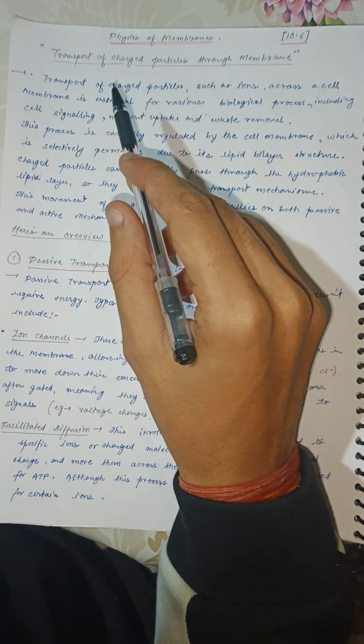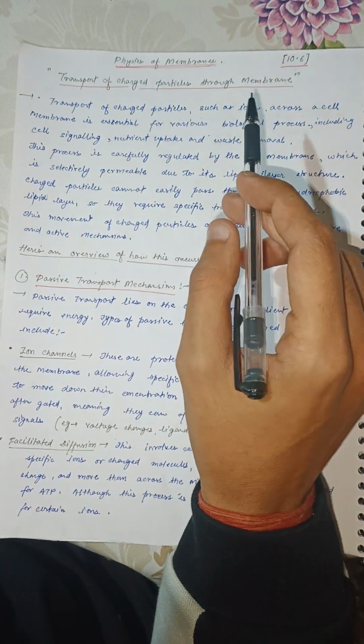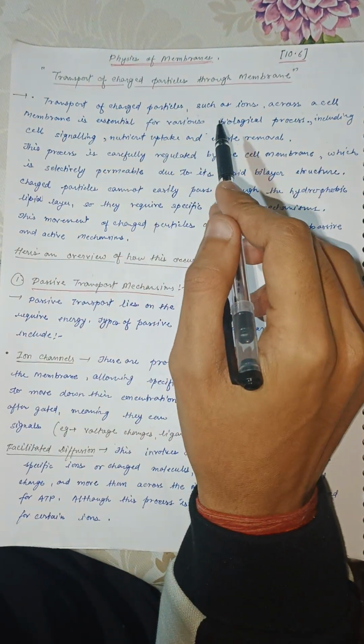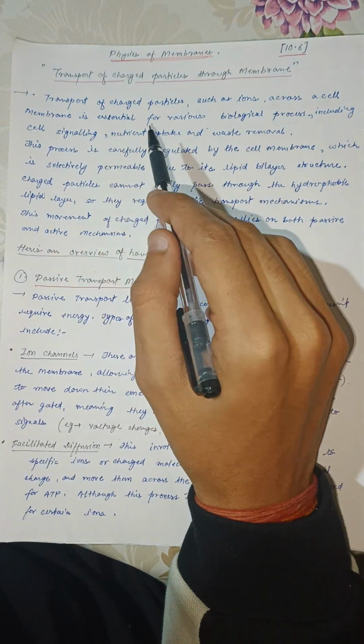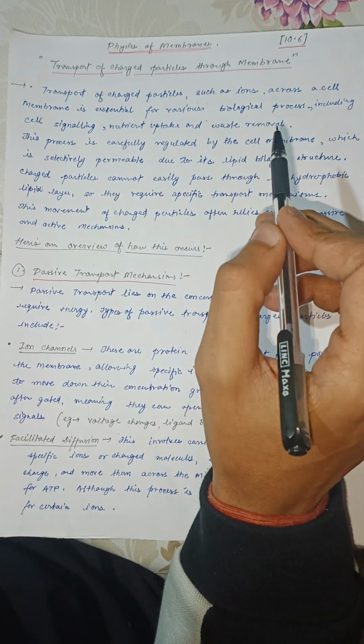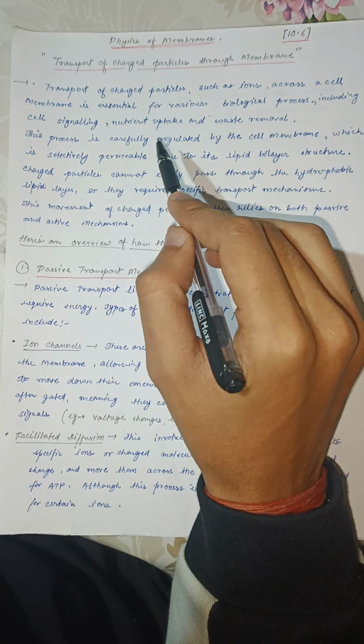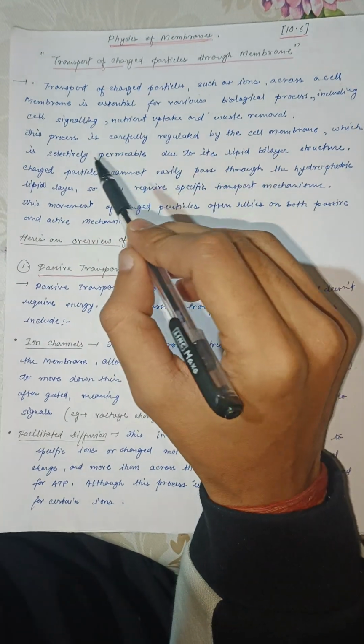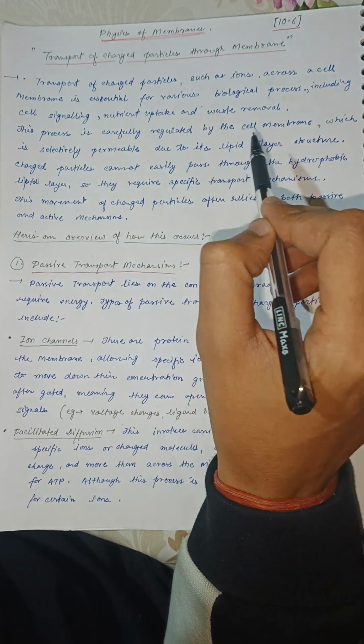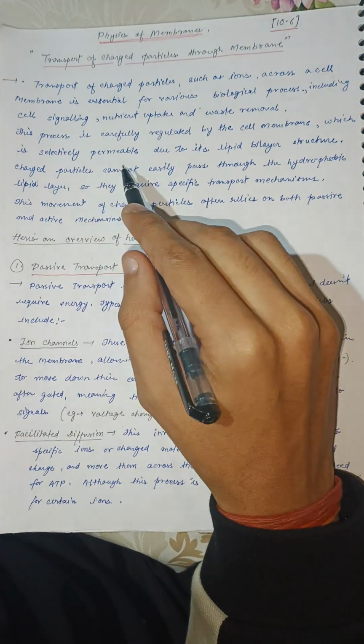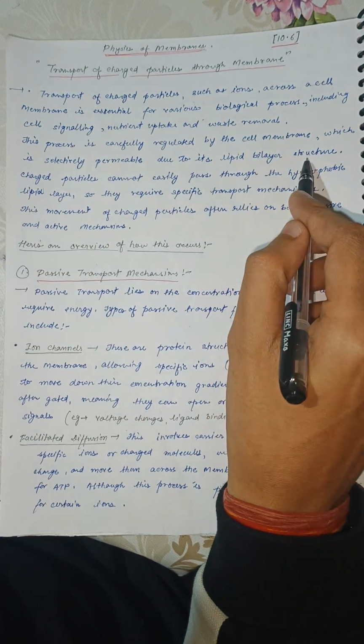Today my topic is transport of charged particles through membrane. Transport of charged particles such as ions across the cell membrane is essential for various biological processes including cell signaling, nutrient uptake and waste removal. This process is carefully regulated by the cell membrane which is selectively permeable due to its lipid bilayer structure.